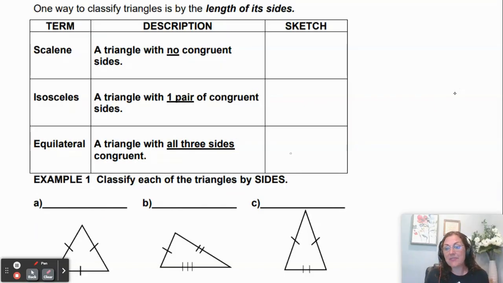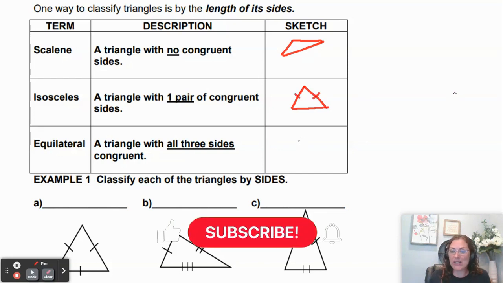Now, we can classify triangles by the lengths of their sides. So a scalene triangle would be a triangle that has no congruent sides. So all three of the sides are different lengths. Now, an isosceles triangle is where two sides are the same. And an equilateral would be where all three sides are the same.